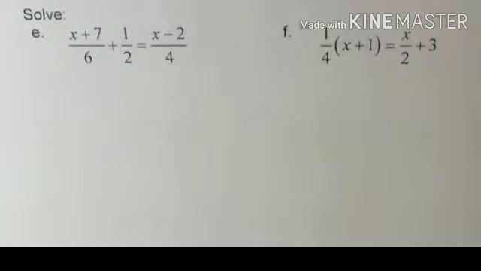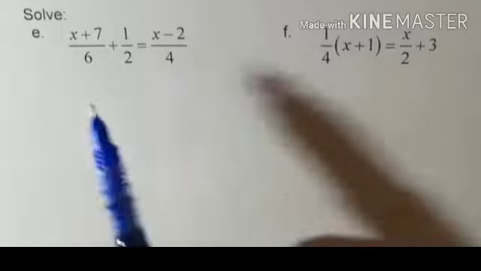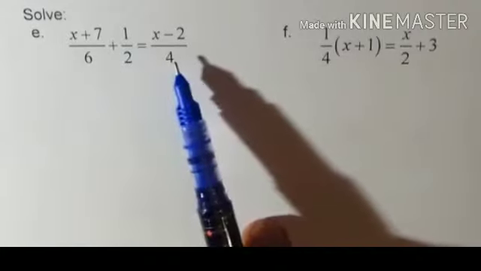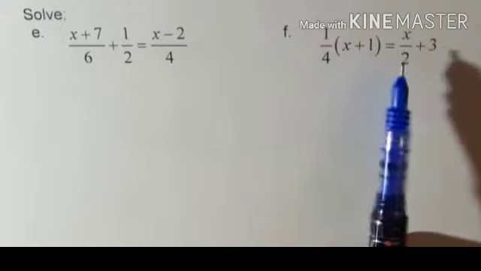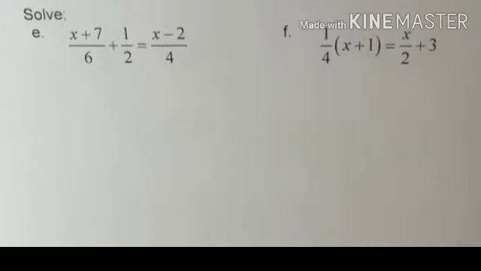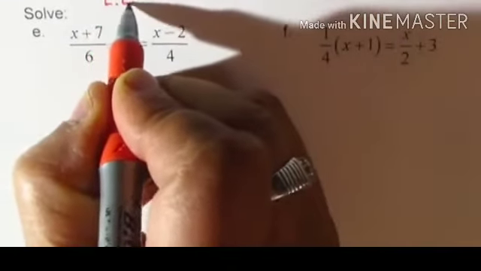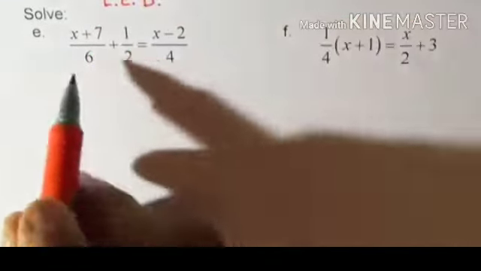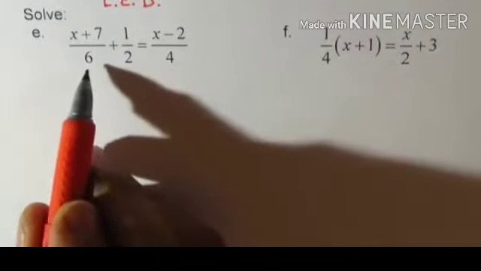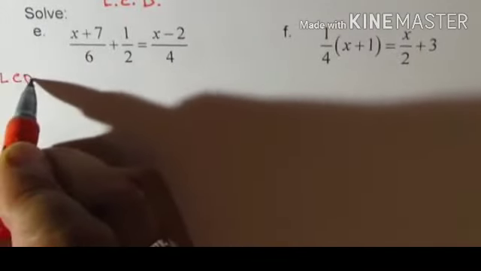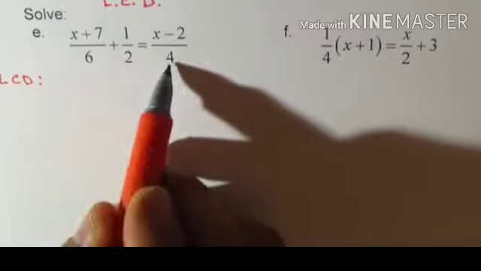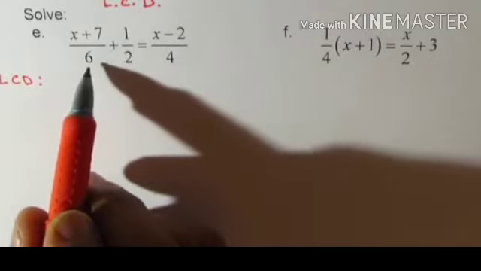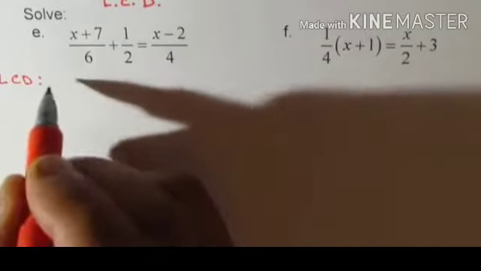Now I would like you to pause this video, apply the right strategy, and then solve. In these two questions, we again have 3 terms, not just 2 terms, right? So what do you expect? In this case, we have to find the lowest common denominator, right? So let's find the lowest common denominator. The lowest common denominator of 6, 2 and 4 is 12.